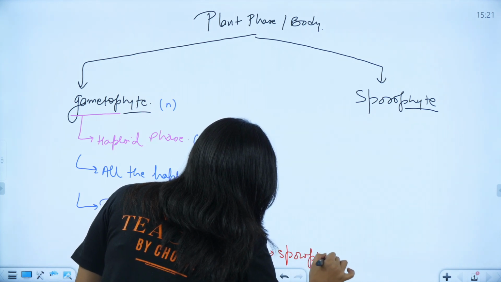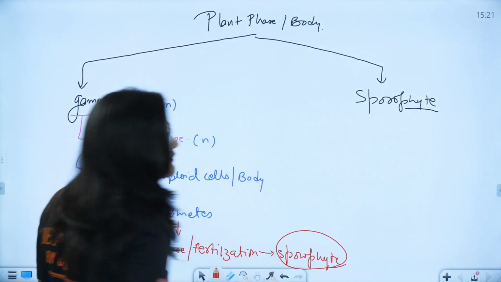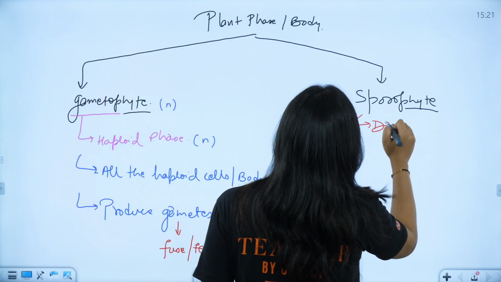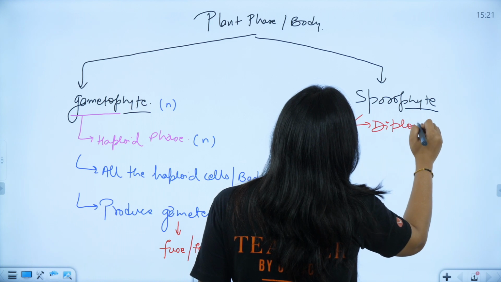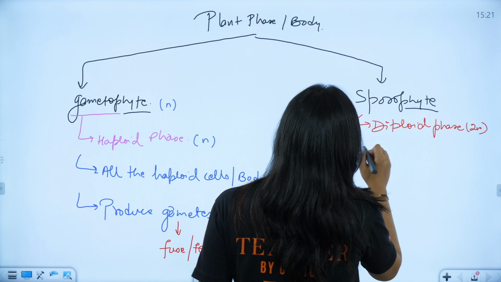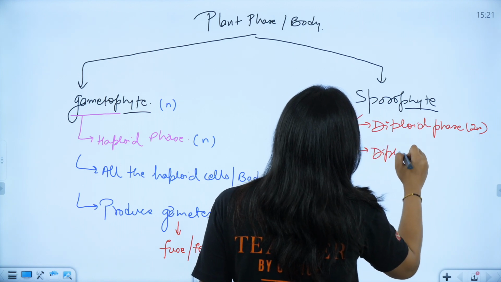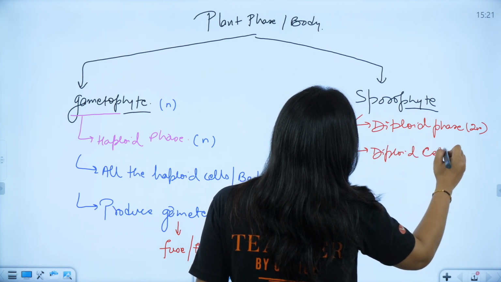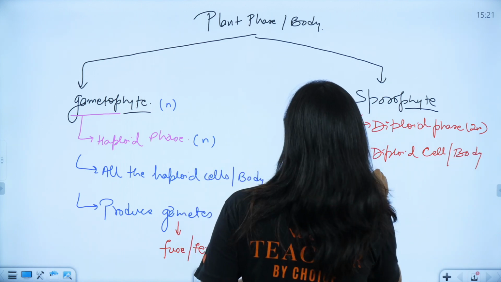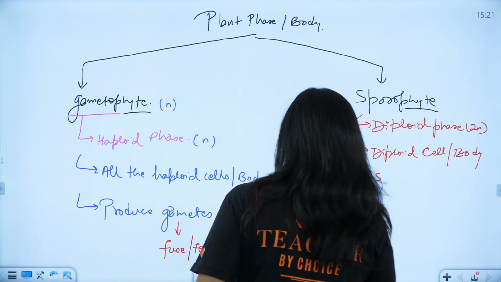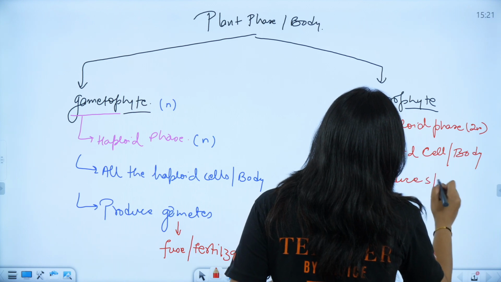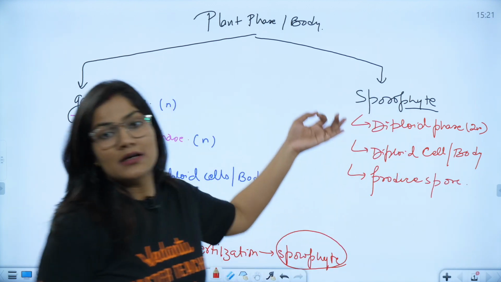So let's talk about a sporophyte, right? What exactly this sporophyte is. So sporophyte, on the other hand, is the diploid phase, right? It's the diploid phase where there will be two sets of chromosomes, all the diploid cells and the diploid body, right? All the diploid cells and diploid body are part of your sporophyte. Along with this, the function of the sporophyte is to produce spores, right? The main function is to produce spores. This is the sporophyte, right?